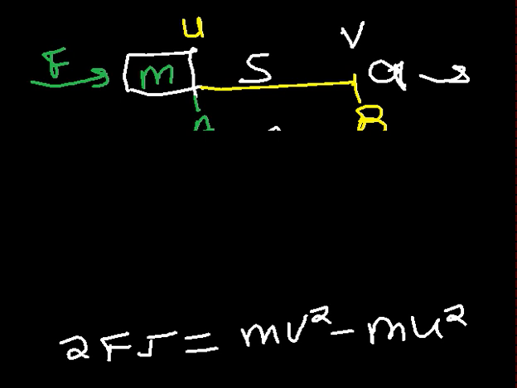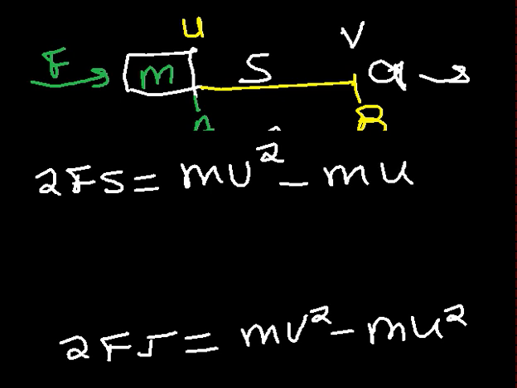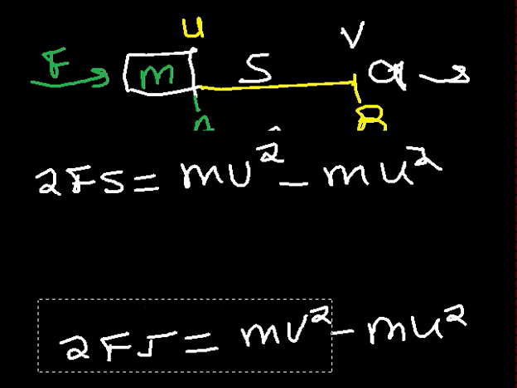And of which we'll have it as 2fs, which is equal to mv square minus mu square. So what's happening here? Now let's think of dividing both sides by 2 and see what I can do.